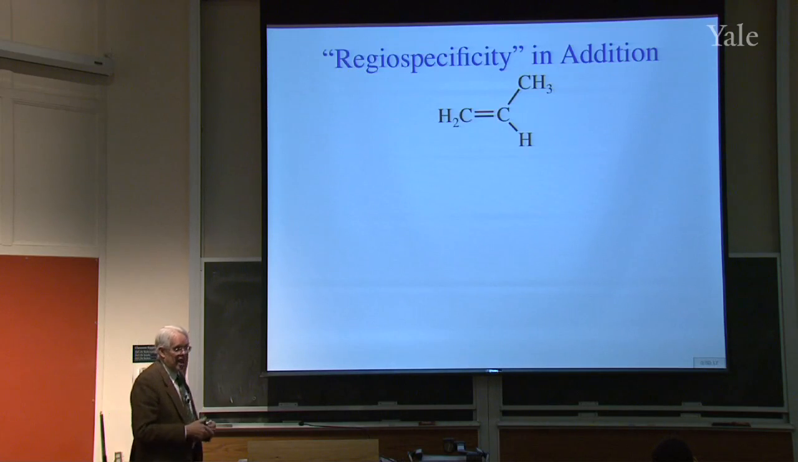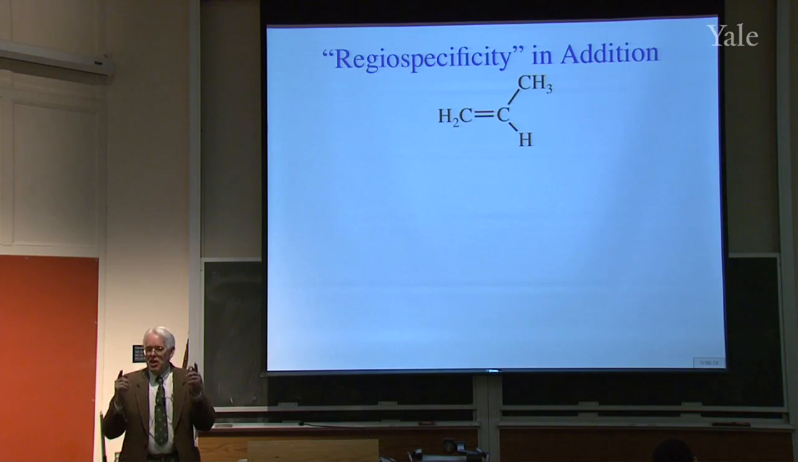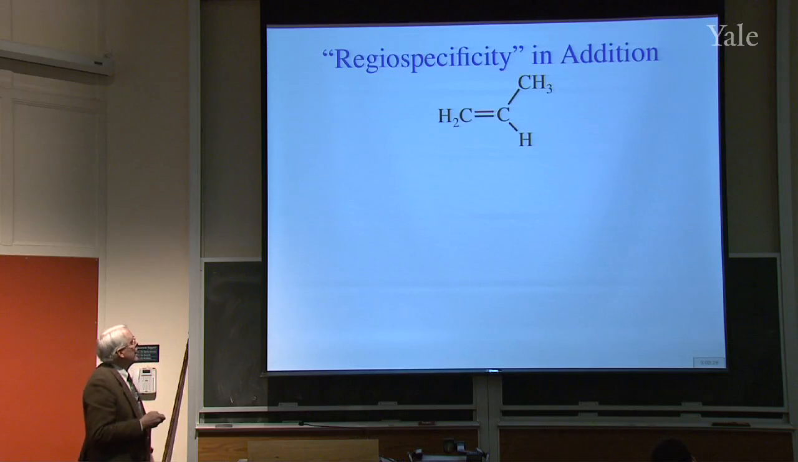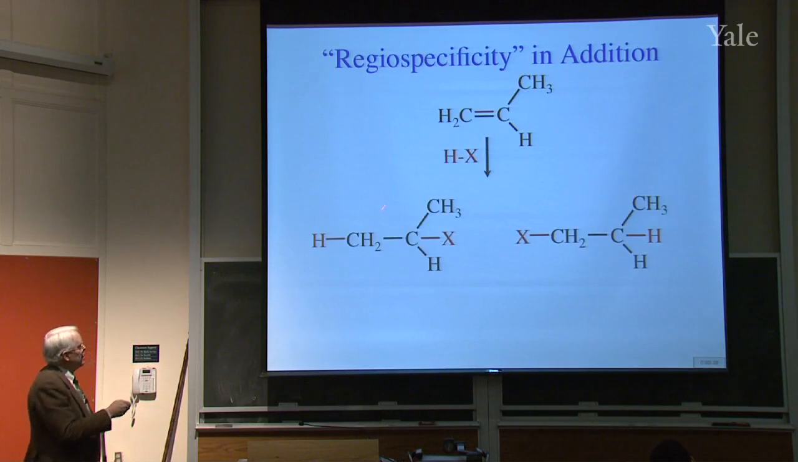I don't particularly like that word, but it has to do with when you add HX to a double bond, there are two regions they could go to. The H could go here and the X here, or vice versa. Okay, so when we add HX, we could imagine X going to this carbon or H going to this carbon, right?